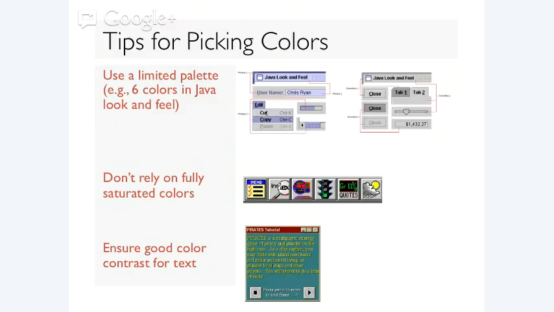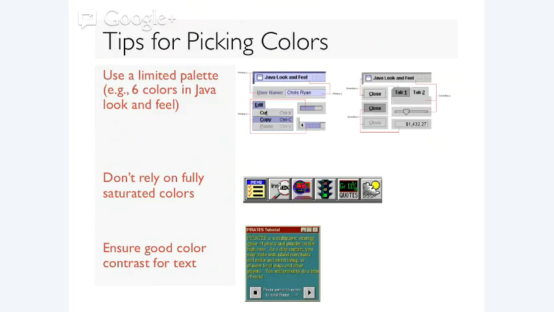Don't rely on fully saturated colors. You'll make your UI look like we were back in the 80s. And color contrast is especially important when you're looking at text. One of the tests you can employ is a squint test. So squint your eyes until everything goes really hazy. At that point, these two colors basically blend into each other, which tells you they have poor contrast. So even when squinting, you should have strong separation of text color from its background.